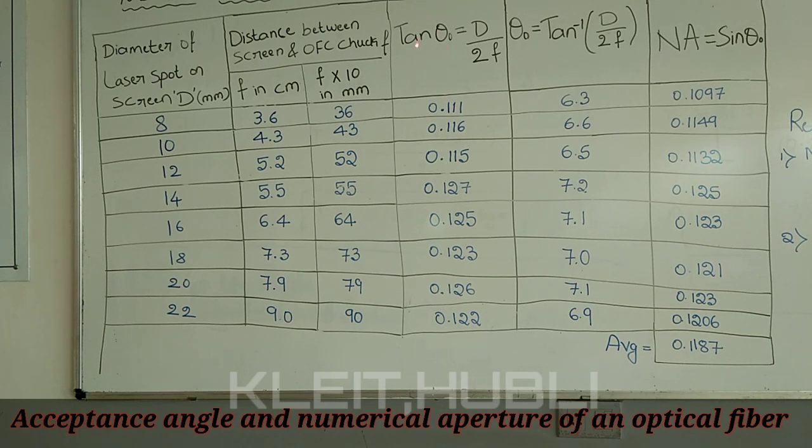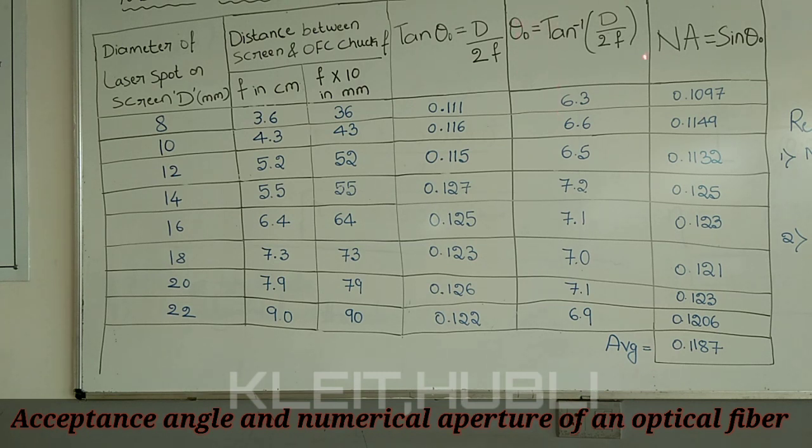Then theta naught is tan inverse of d by 2f. This theta naught we can write tan inverse of this angle. Tan inverse of 0.111 is 6.3, tan inverse of 0.116 is 6.6, like that. I have written it for all the tan thetas, we have written the value of theta. This theta is called as acceptance angle. This theta naught is acceptance angle.